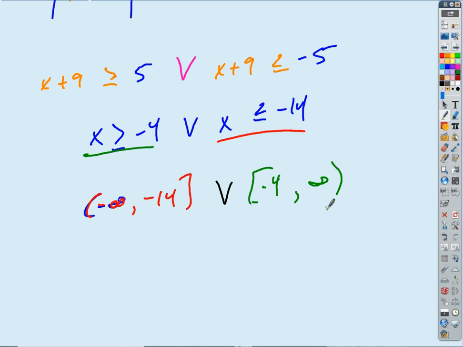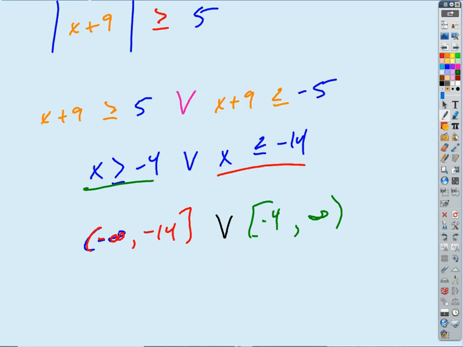I mean, that's a dumb way to say it. That's the way you think it would go. Infinity's not an endpoint, is it? It replaces the endpoint. Make sense? Okay?